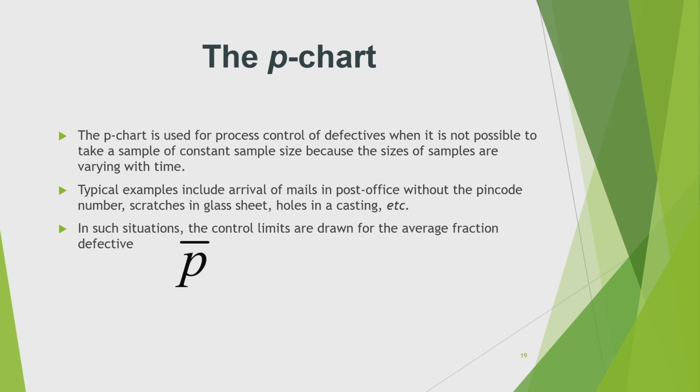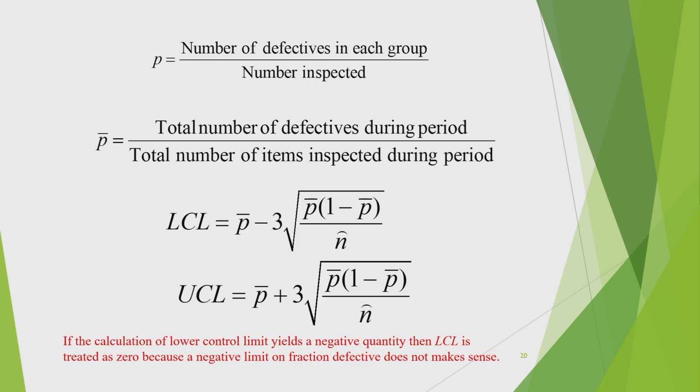Now, talking about the P chart, it is used for process control of defectives when it is not possible to take a sample of constant size because the sample sizes vary with time. Typical examples include arrival of mails in a post office without the pin code number, scratches in glass sheets, holes in castings. In such a situation, the control limits are drawn for the average fraction defective, P bar. P is the number of defectives in each group divided by the number inspected, and P bar is the total number of defectives during the period divided by the total number of items inspected during the period.